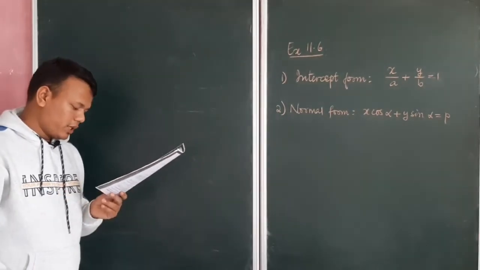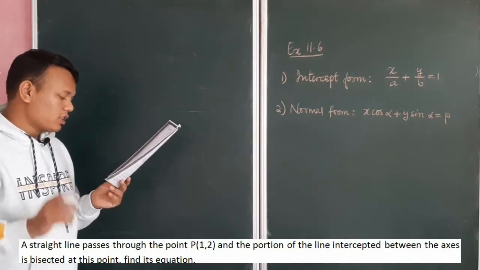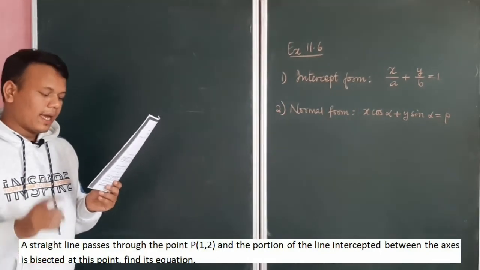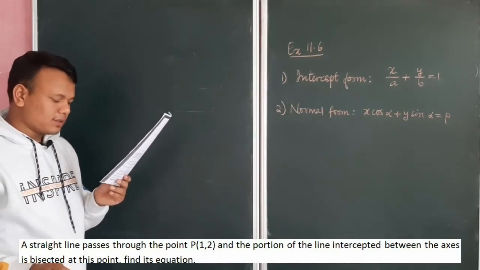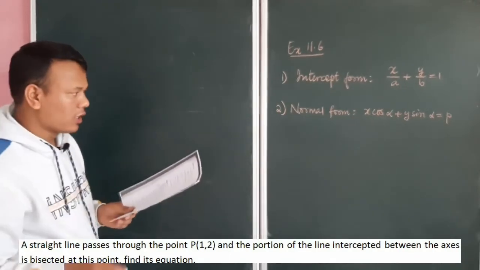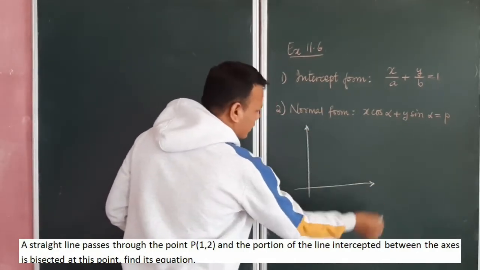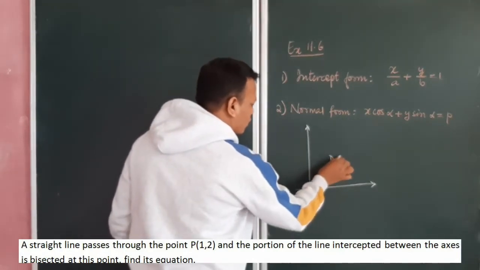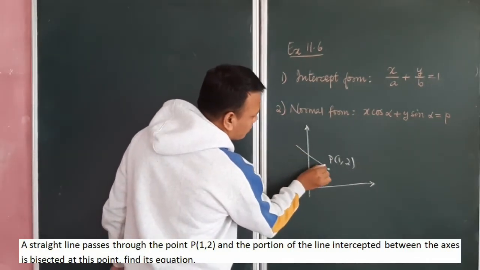Okay, let's take question number 8. Question 8 says, a straight line passes through the point 1 comma 2 and the portion of the line intercepted between the axes is bisected at this point. Find its equation. Let's try to understand this. Let me draw the xy coordinate system again. There's a point P whose coordinate is 1 comma 2, and through this there is a line passing.